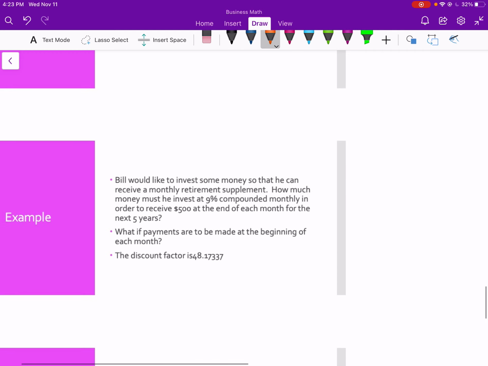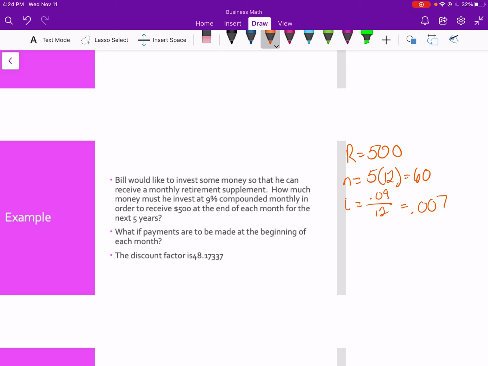So Bill would like to invest some money so that he can receive a monthly retirement supplement. How much money must he invest at 9% compounded monthly in order to receive $500 at the end of each month for the next 5 years? So the end tells me it's an ordinary annuity. He wants to receive a periodic payment of $500. Our N is 5 years times 12 months per year, which gives us 60. Our interest is 0.09 divided by 12, so 0.0075.